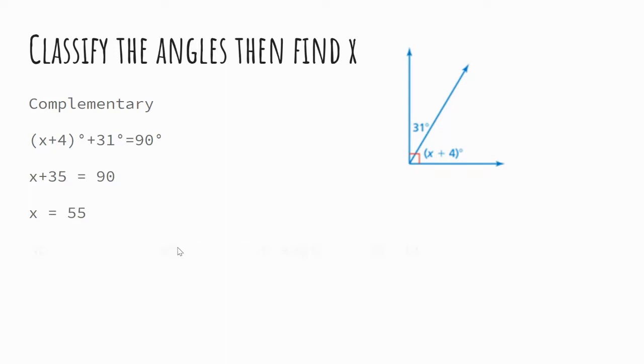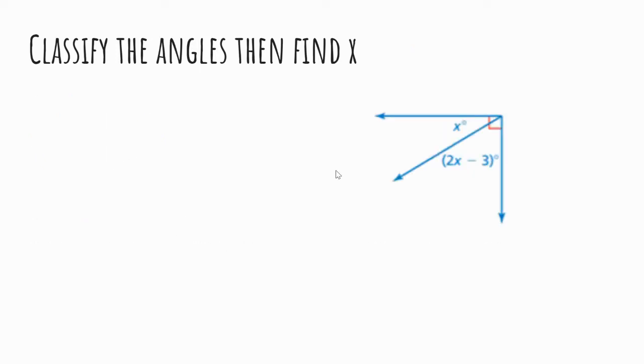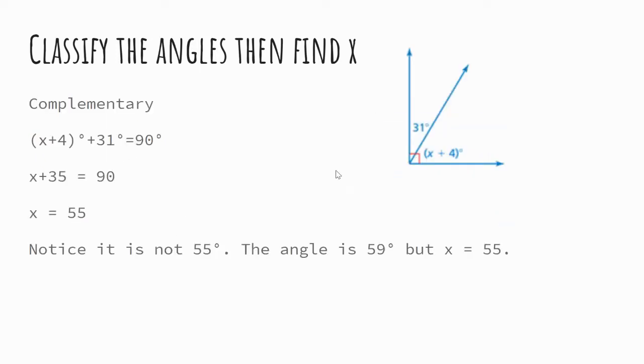X equals 55. Now you notice I did not put 55 degrees, because X does not equal 55 degrees. X is a variable. This angle is not 55. It's whatever this X is, which is 55 plus 4 degrees. So the angle measure is 59 degrees.